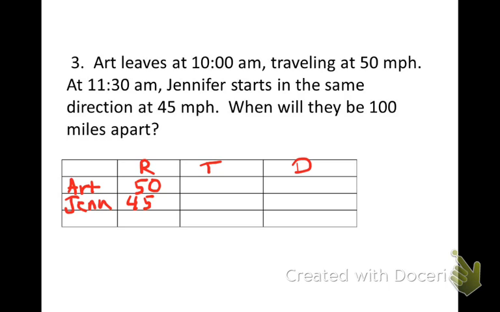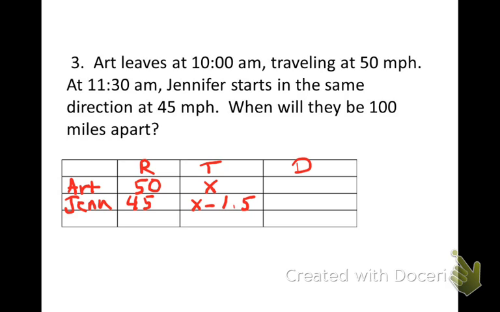Now, what do we know about the time? Well, we know what time they leave, but we don't know the length of time they've traveled, but we do know how they relate to each other. Art leaves at 10, so he has traveled longer. Jennifer leaves at 11:30. So how much longer has Art traveled? It depends upon who you want to do. I prefer to go with Art being x, and then she leaves how much later? An hour and a half later. So her length of time traveled is x minus 1.5, or 1 1/2. Depends upon if you want to use fractions or decimals or whatever.